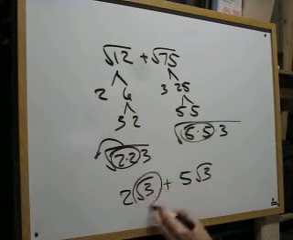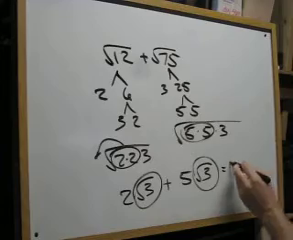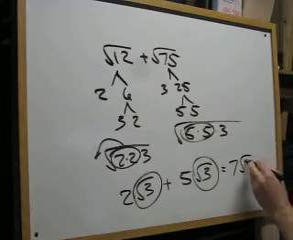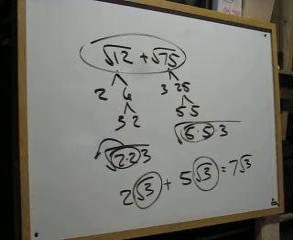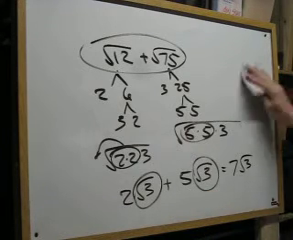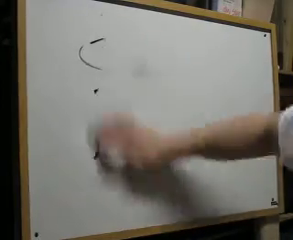And lo and behold, we get a radical sign that's the same. So we can combine these two and get 7 square root of 3. So if we were to take the square root of 12 plus the square root of 75, we get 7 times the square root of 3. So that's how you do those. If the radical sign is not the same, combine what you need in order to make it the same, or simplify it so that you can do that.